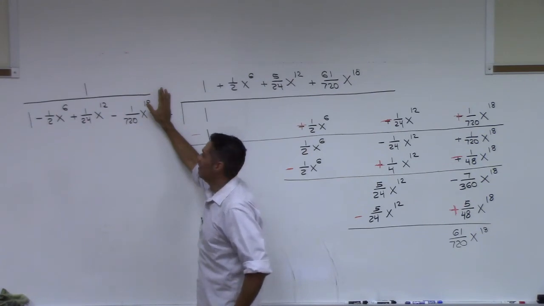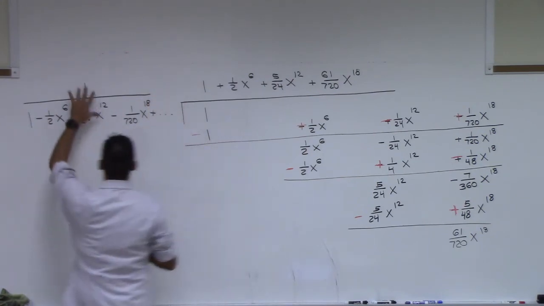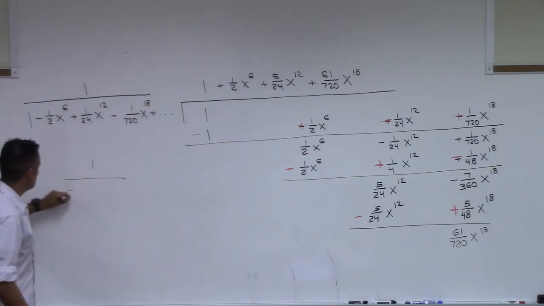Yeah, that's good. Okay, so this was the original thing. 1 over cosine squared?